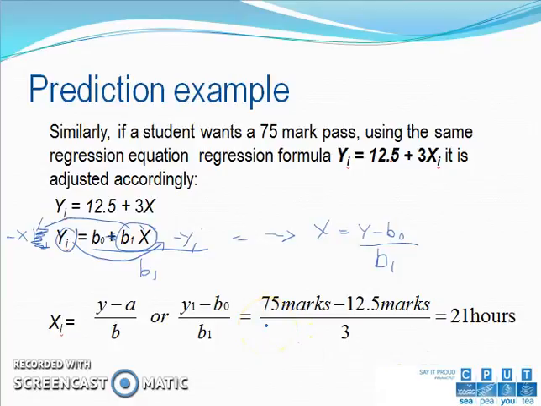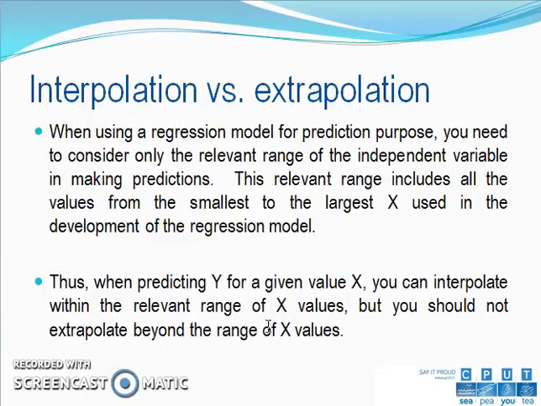Okay, so now we're nearly at the end of this part of the work, the regression part of the work. We know how to interpret a linear model. We know how to make predictions for both the x and for the y using a linear equation or a regression model if we're given that. The last thing I want to tell you about is interpolation and extrapolation.